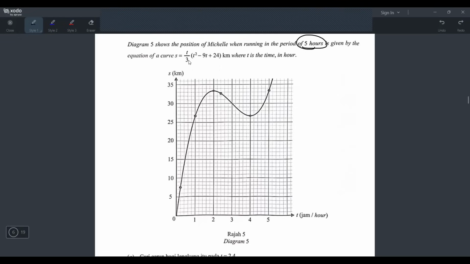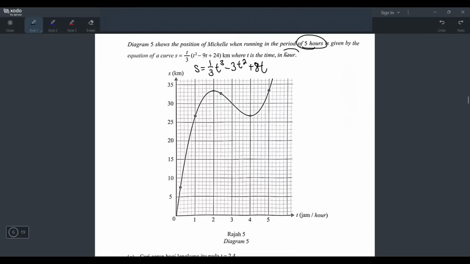But if I were you, I would straight away expand this, because whenever I see brackets, my hand cannot resist. I will straight away expand, even though the question maybe never asked, but I will still do it anyway. So let's expand this. It becomes 1/3 t power 3, because t times t squared is t power 3. And then negative 9t times t becomes negative 9t squared. But the 9 can divide by 3 and becomes 3. And then the last one is 24 times t. 24t divided by 3 is 8t. So when I expand, I'll get this one.